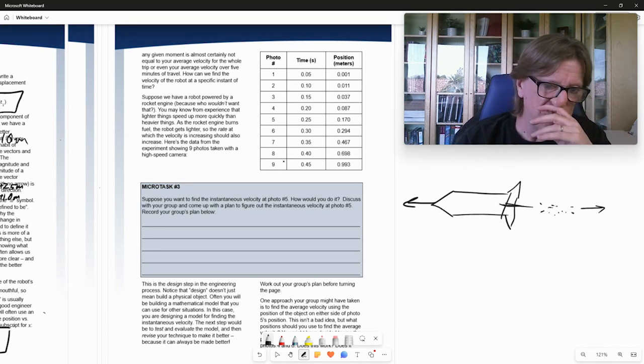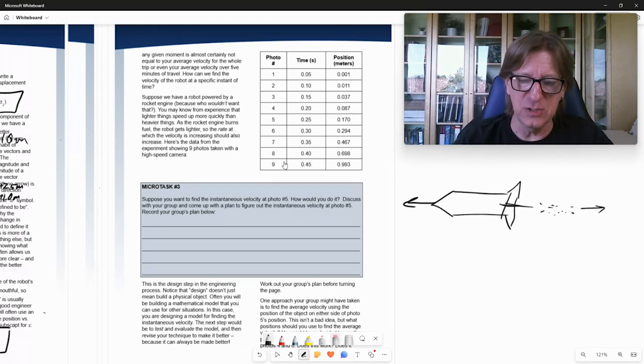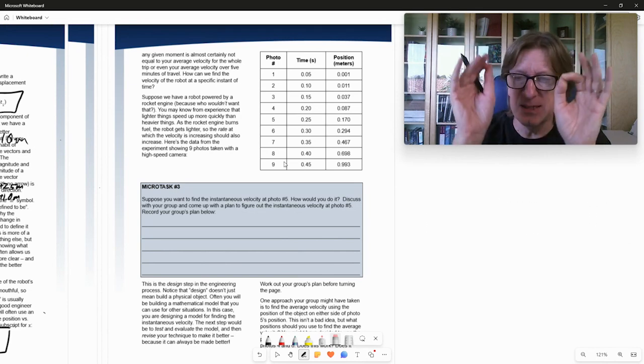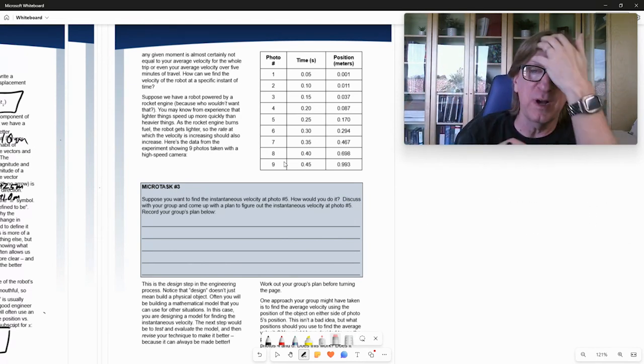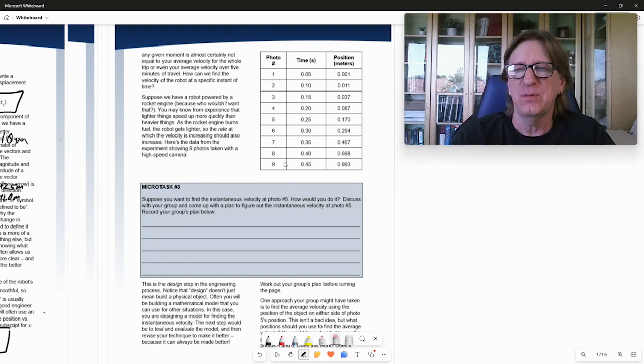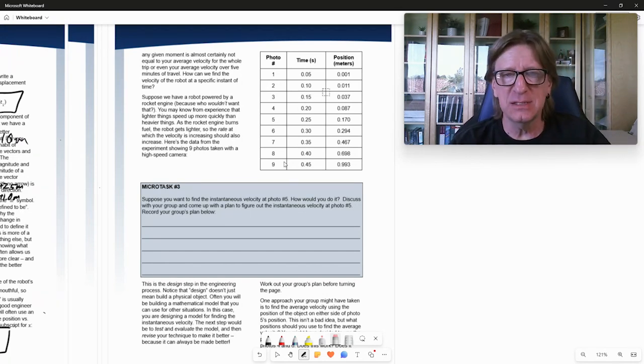Okay. So let's suppose that I want to figure out what is the instantaneous velocity at that instant. So I'm looking at the rocket robot go by, and I say, okay, what was its velocity at that second? So how would we do that? Here's our data. It's up here at the top.